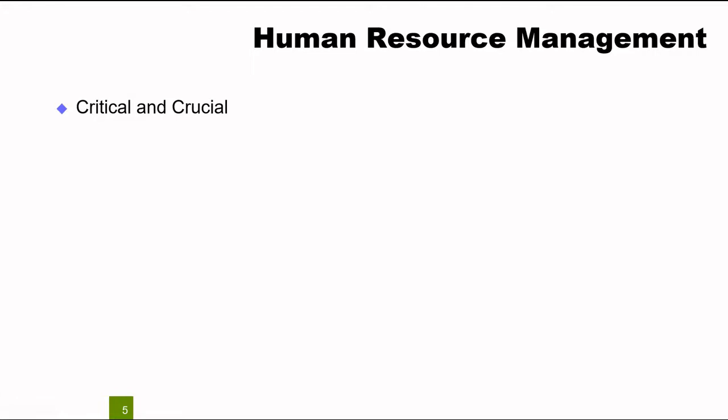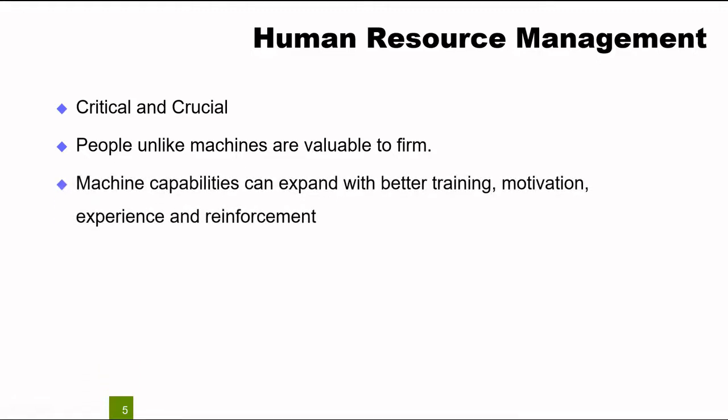Human resource management is critical and crucial. It's critical, cannot be avoided, can lead to disasters, and it is crucial, it is important. You cannot avoid it. Now, people, unlike machines, are valuable to the firm. Their capabilities can expand with better training, motivation, experience, and reinforcement. So, if a person has been trained better, is motivated, has gained experience, and reinforcement, in terms of if you incentivize them, or reinforcement in terms of you give them better machines, then their capabilities can be increased using the same.